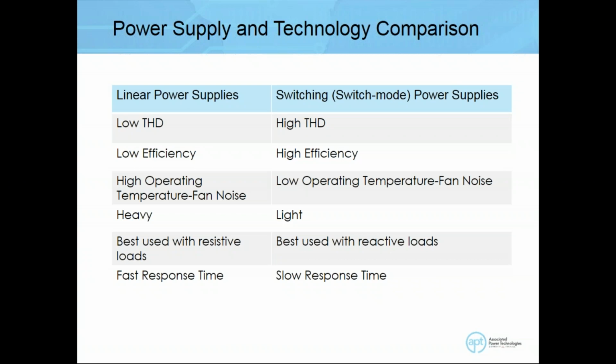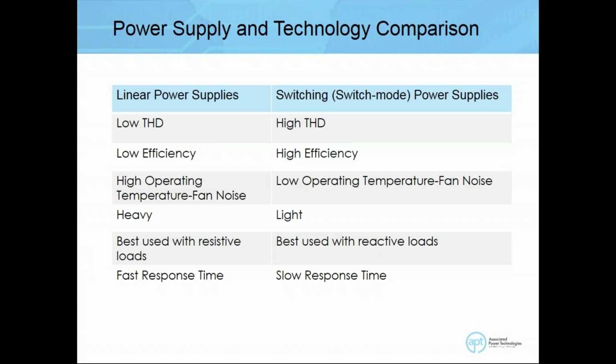Now, there's also fast response time. When you have a linear power supply, the transformer itself is doing a lot of the work, so the response time is much faster. It's best used for resistive loads. So if you have some kind of water heater or water heating element that's purely resistive, a linear power supply may be able to power it up more efficiently.